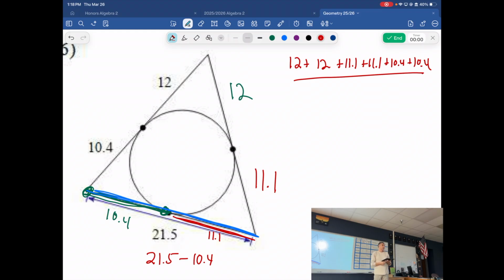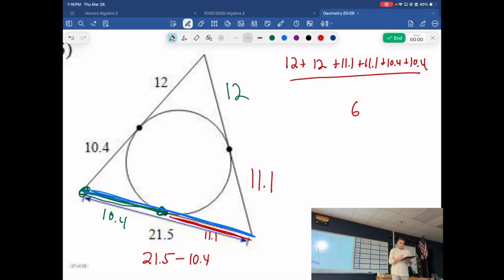Help somebody with the calculator. I don't have it. What is it? 67? 67. Does everybody agree with that? Okay, that's why I like these.